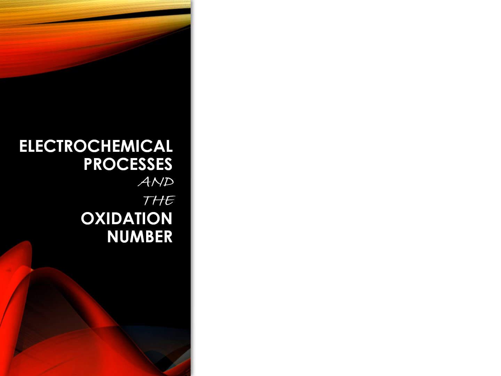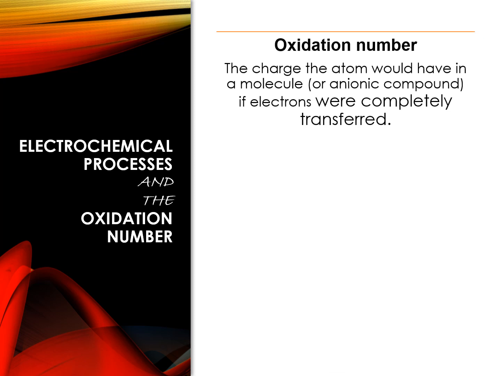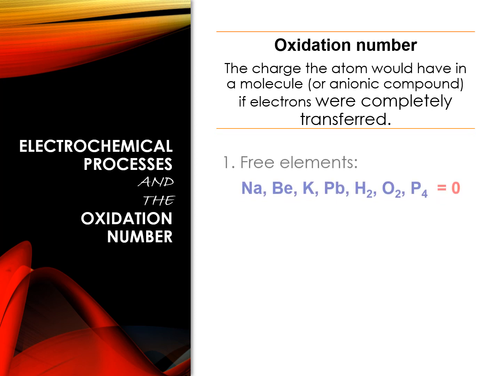To understand the electrochemical processes, you must know the oxidation number. This number is the charge the atom would have in a molecule or anionic compound if electrons were completely transferred. So here are some guides to help you determine the oxidation number. For free elements or uncombined state, the oxidation number is 0.